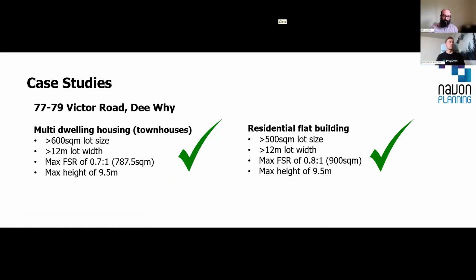And so what could you do on the property? So I looked at townhouses. For sure, you could do townhouses. And for sure, you could do a block of apartments on that property.